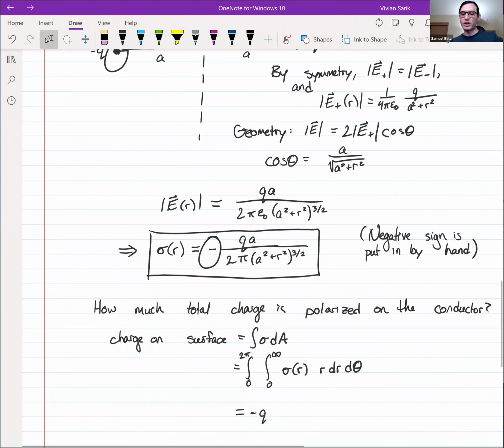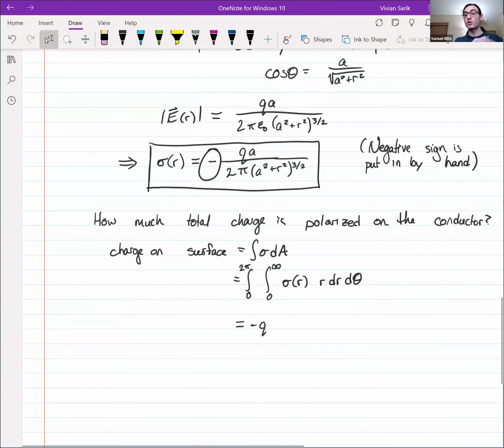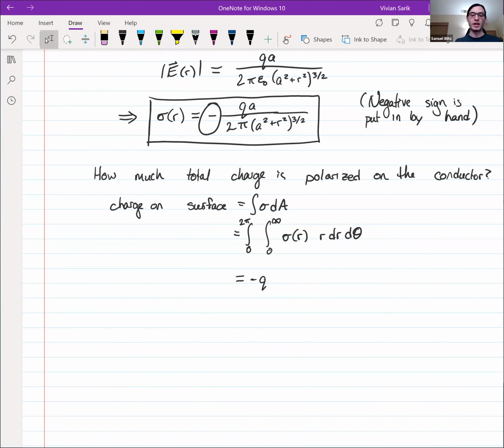Is the upper bound on the inside integral infinity? Yes, it is. Yeah. On the inside integral. And that's because we're integrating over the entire plane.